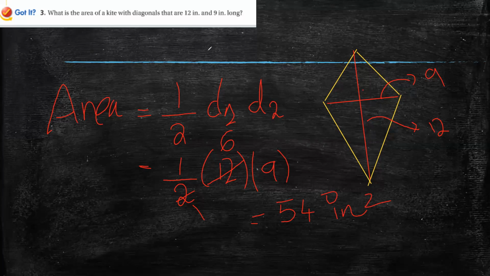Teacher, is diagonal one always the small one? No. Diagonal 1 is 12. I told you that according to my shape here, the longest diagonal is 12, and the smallest would be 9. Oh, okay, so it doesn't matter if it's diagonal one or two? They are a product. If you change the order, it doesn't matter.